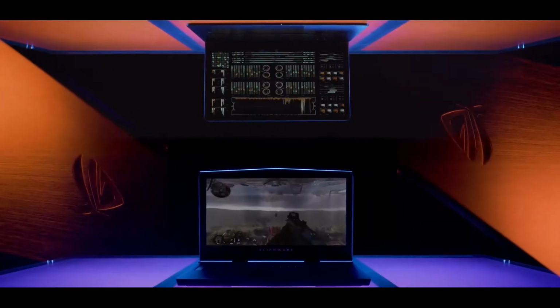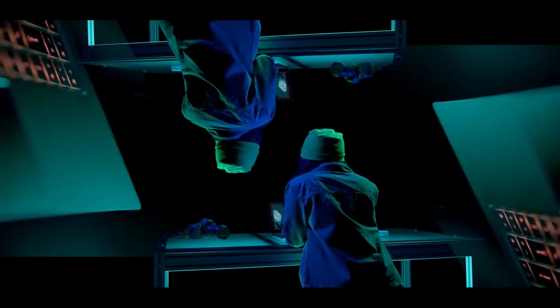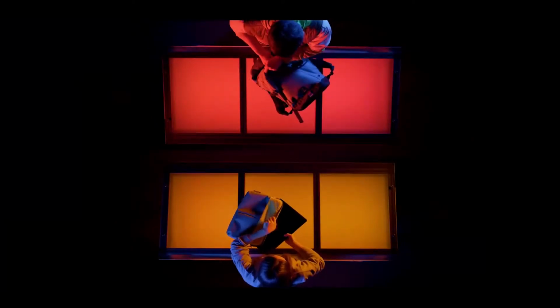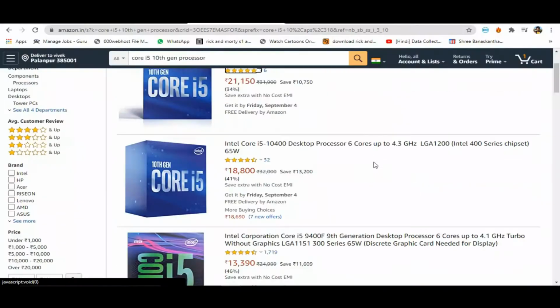So the Intel Core i5 10500, which means a 10th generation desktop processor, 6 core, up to 4.5 GHz, means this 4.5 is your clock speed. So the price of this processor is 21,150, and the 4.3 clock speed processor price is 18,800.